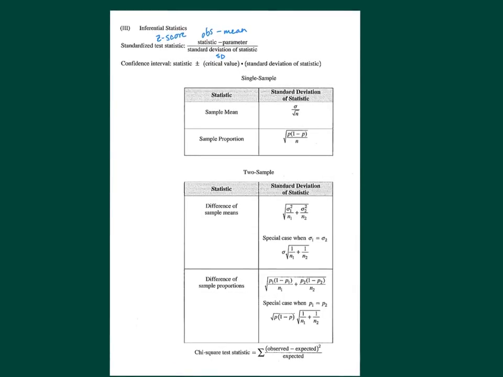So there's that. I'll come back to it and add more to it later.